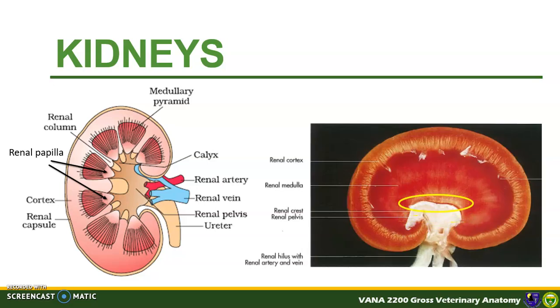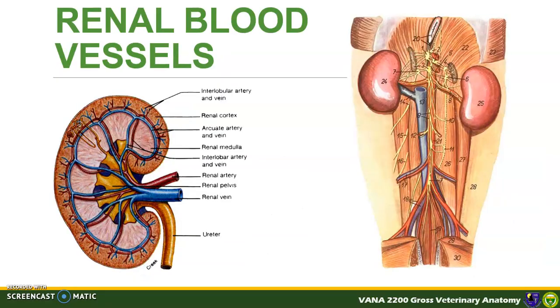Instead, they have the renal crest, which is a ridge resulting from the complete fusion of the medullary pyramids. Renal calyx is a cup-shaped structure receiving the urine from the renal papilla, while the renal sinus is the space occupied by the ureter, renal blood vessels, and the nerve entering the kidney at the hilus. Now let us discuss the blood vessels entering the kidney and its branches inside the kidney.